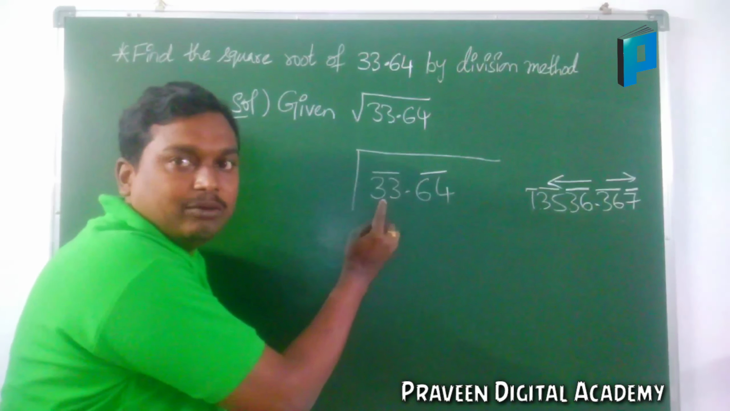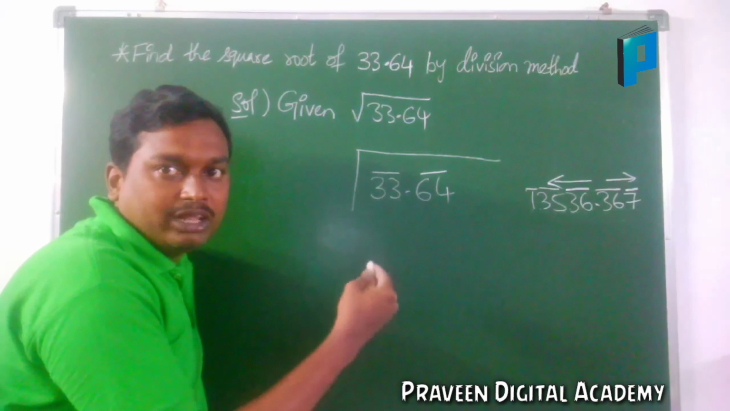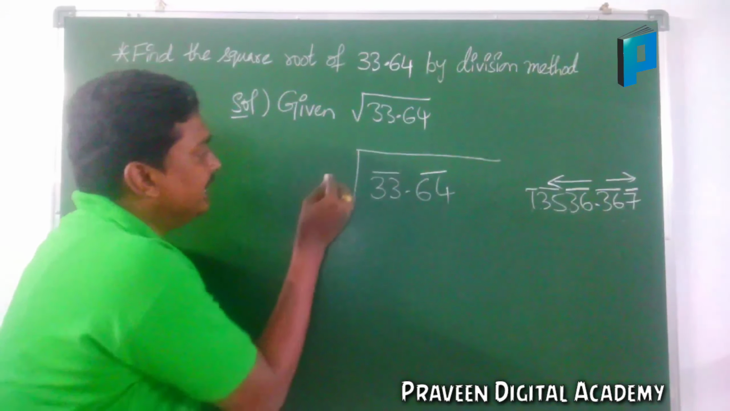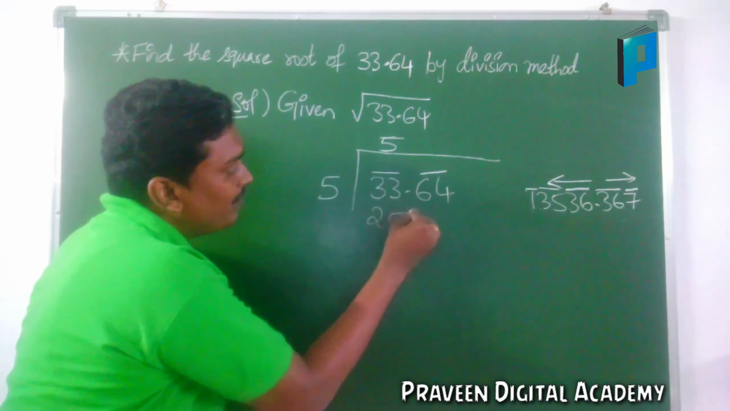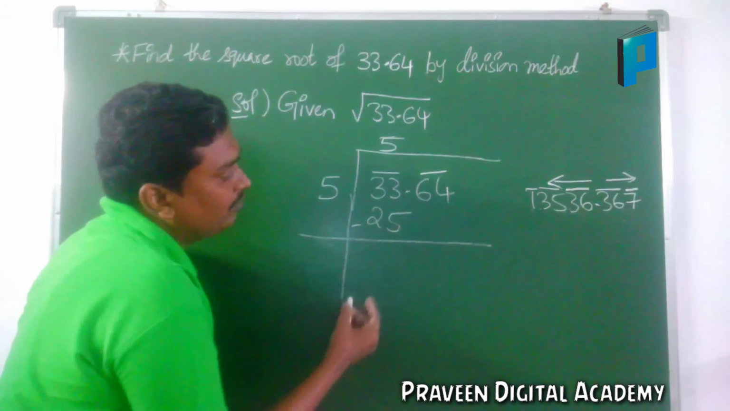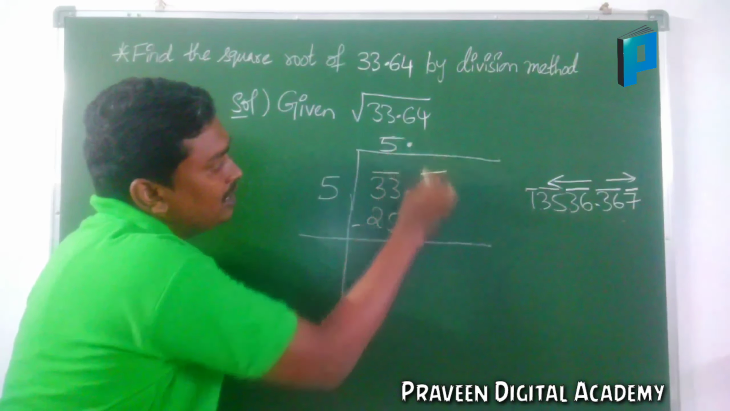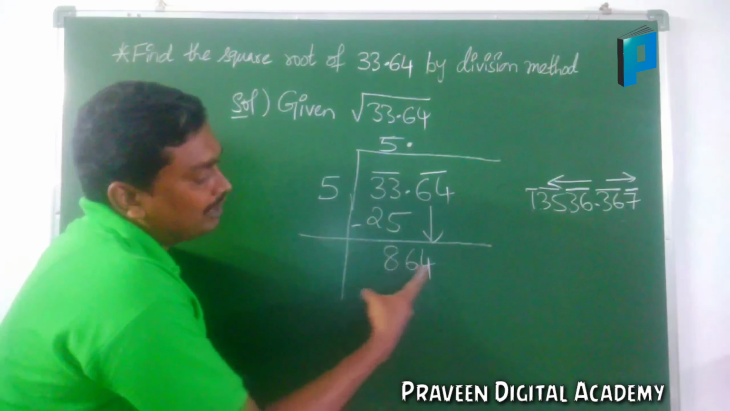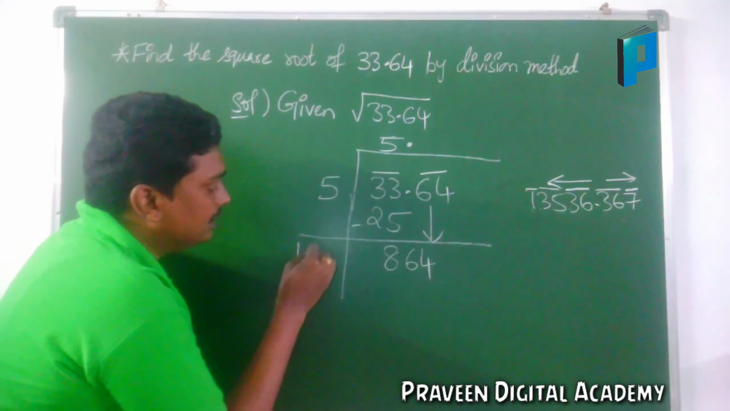Now you see this 33. What is the nearest square of this 33? We can say 5 5s are 25, 6 6s are 36. So 6 6s are 36 is more. So we can say here 5 5s are 25. After this you do the subtraction. 33 minus 25 is 8 we got here, and this point you keep here and borrow this 64 here. After this you add this 5 and 5. What is 5 plus 5? It is 10.